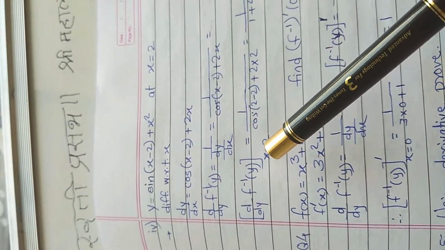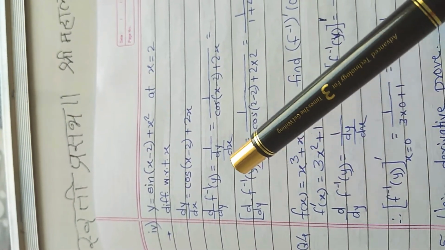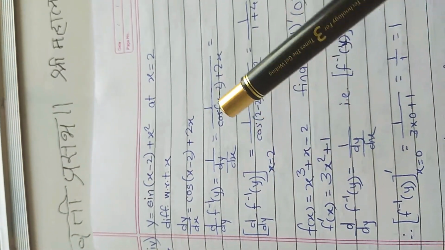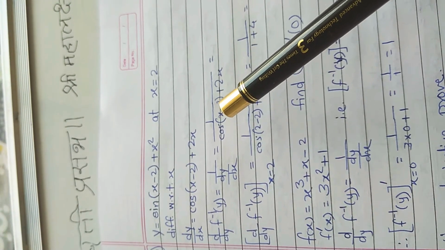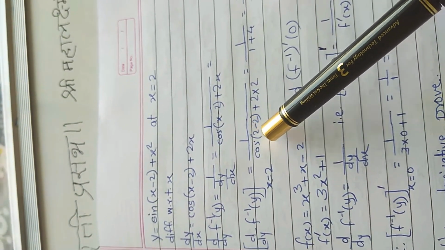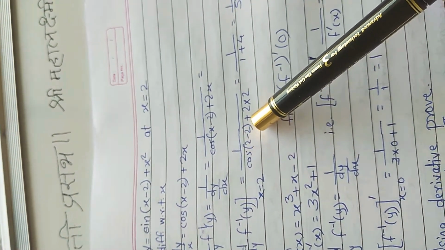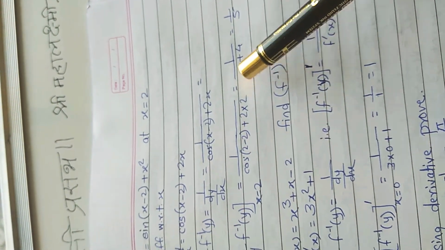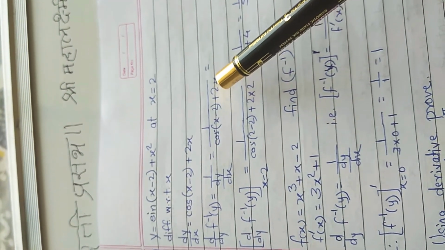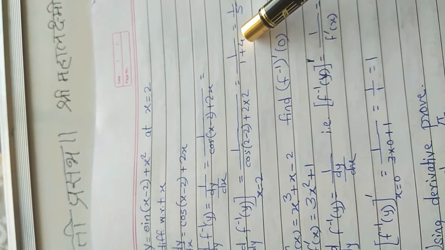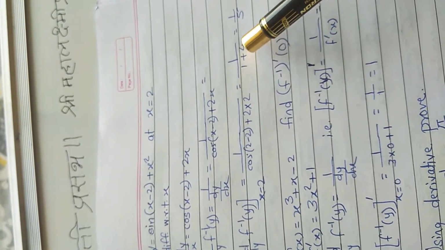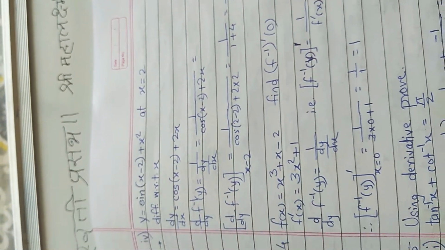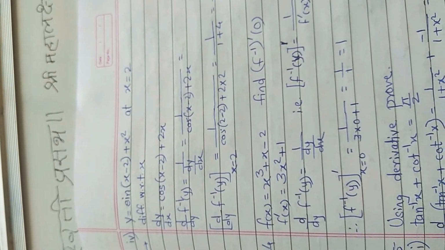We want to find out the value of the derivative of inverse function at x equal to 2. Therefore we will place here 2 in place of x. So 2 minus 2 will give you 0. Cos of 0 is always 1. This 2x will be 2 into 2, it will become 4. So 1 in the numerator as it is, in the denominator it is 1 plus 4, 5. So answer is 1 by 5.